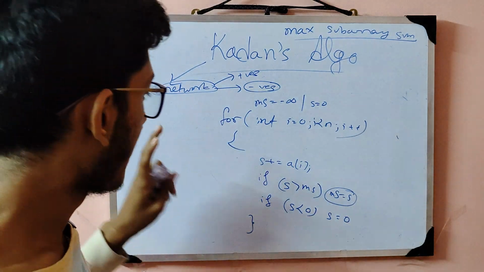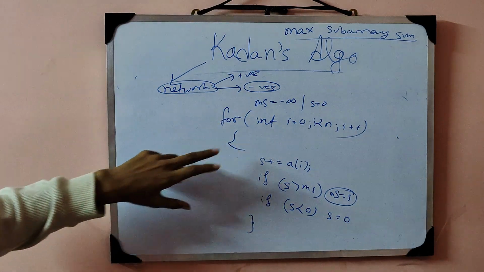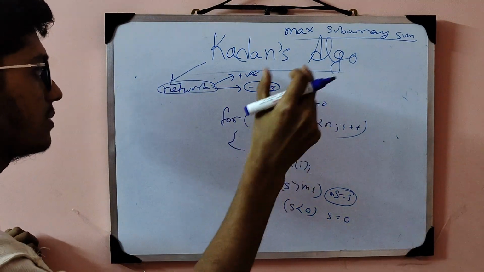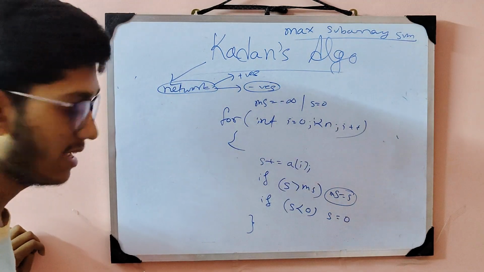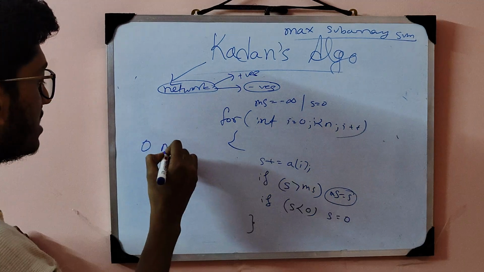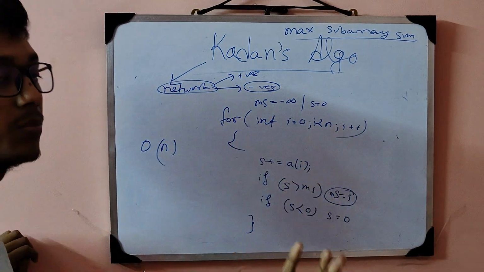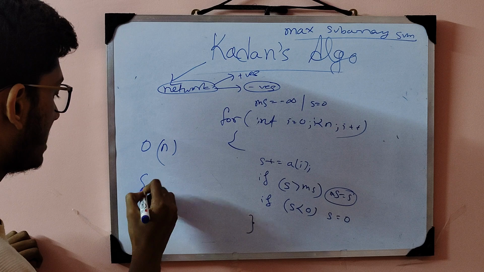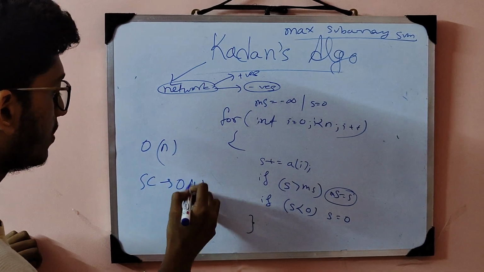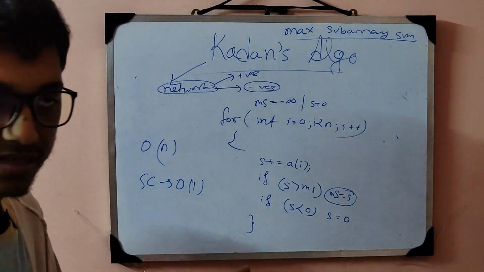And this way, by using these 3-4 lines, you can get the maximum subarray sum from any array at a time complexity of O(n). You can see it is running in O(n), pretty simple. And space complexity is O(1), because we are not using any extra space here.